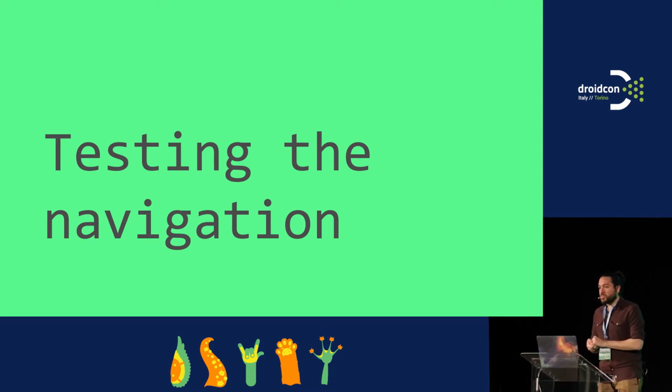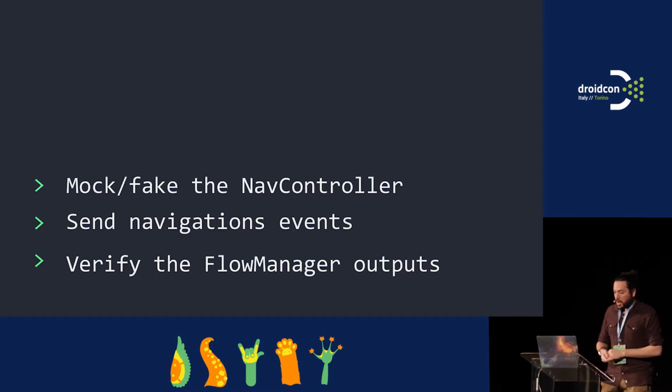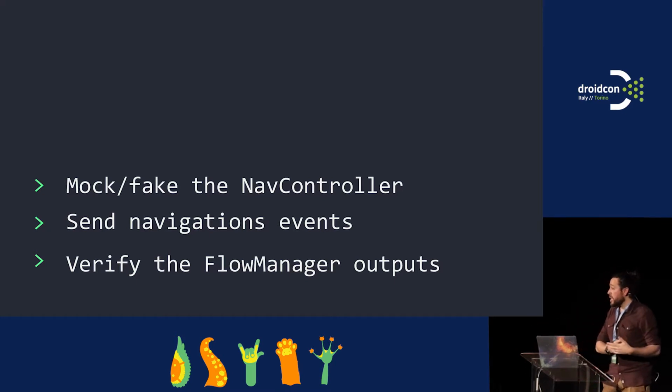And why did we do that? Because we really wanted to be able to test our whole flow. And the good thing is that when you decide on this kind of pattern, you are able to test your flow, because testing your navigation is basically testing the flow manager. So how did we test that? We had to fake the nav controller. Then, of course, instantiate the flow manager we want to test. Then send a navigation event to this flow manager and verify what the flow manager gives as an output.